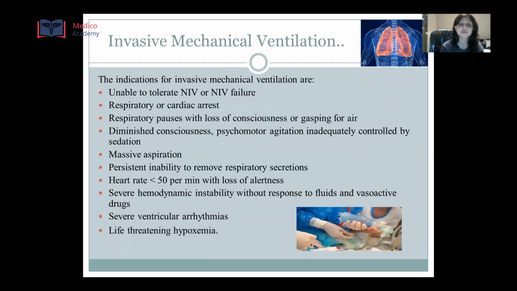ventilation. So the indications for invasive mechanical ventilation are: unable to tolerate non-invasive ventilation or the failure of NIV, respiratory or cardiac arrest, respiratory pauses with loss of consciousness or gasping for air. If there is diminished consciousness or psychomotor agitation, which is getting inadequately controlled by sedation. Massive aspiration has happened, or our patient is at risk of massive aspiration. Persistent inability to remove the respiratory secretions. Heart rate is going towards bradycardia, like say less than 50 per minute with loss of alertness.